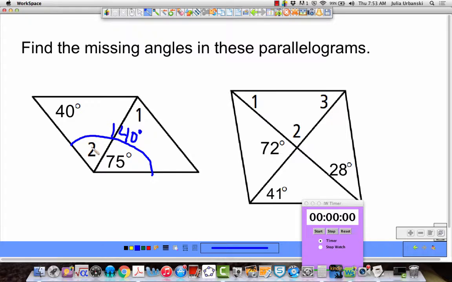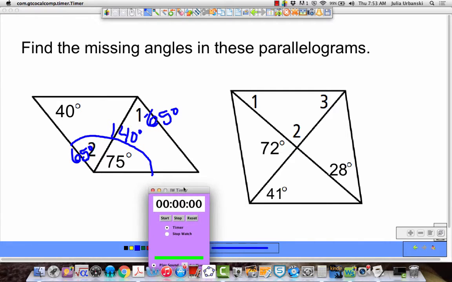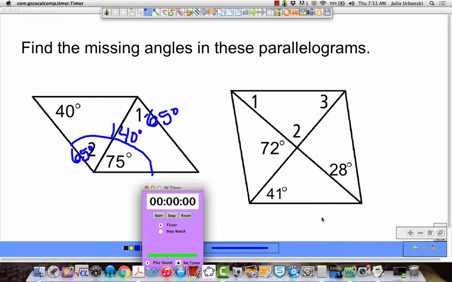So if this is 140, how do I figure out angle 2? Subtract 140 minus 75, and that comes to 65. So what would angle 1 have to be? Yep, alternate interior angles right there. Alright, this one really quickly, let's not write it down. What's angle 3? 41, excellent. Alternate interior angles right here. What's angle 2 going to be?